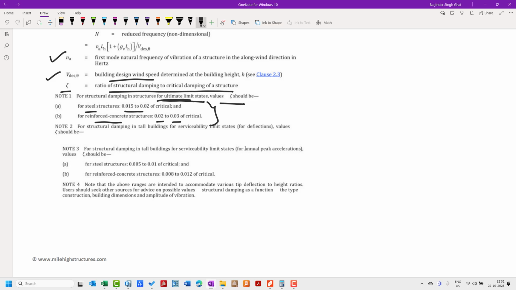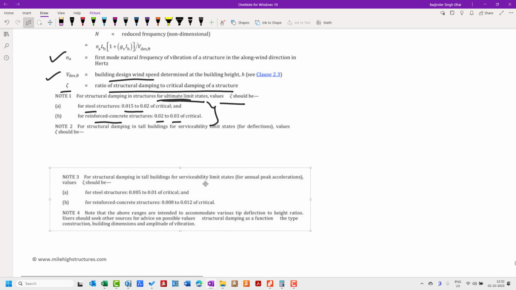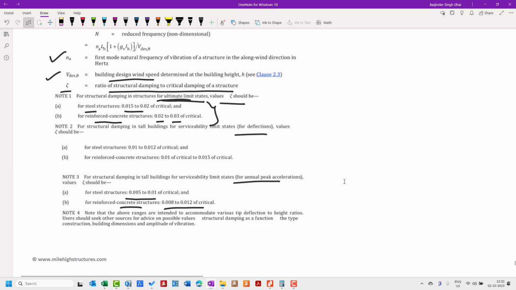But when we're talking about the serviceability limit state for deflections, the values should be different. And if we are talking about the serviceability limit state for annual peak acceleration, the value shall be 0.005 to 0.01 of critical, and for reinforced concrete it is 0.008 to 0.012. So for deflection, you can see that the damping values to be taken are 0.01 to 0.012, and for reinforced concrete it is 0.01 to 0.015.